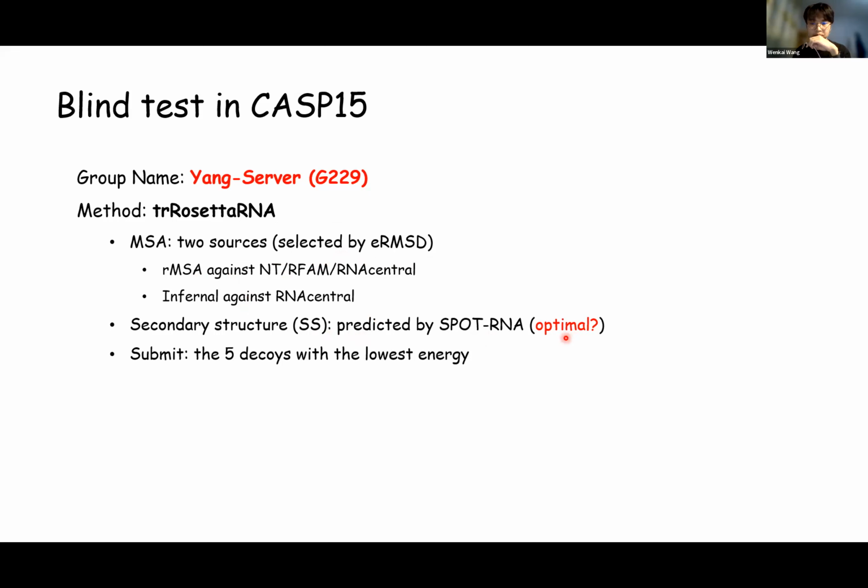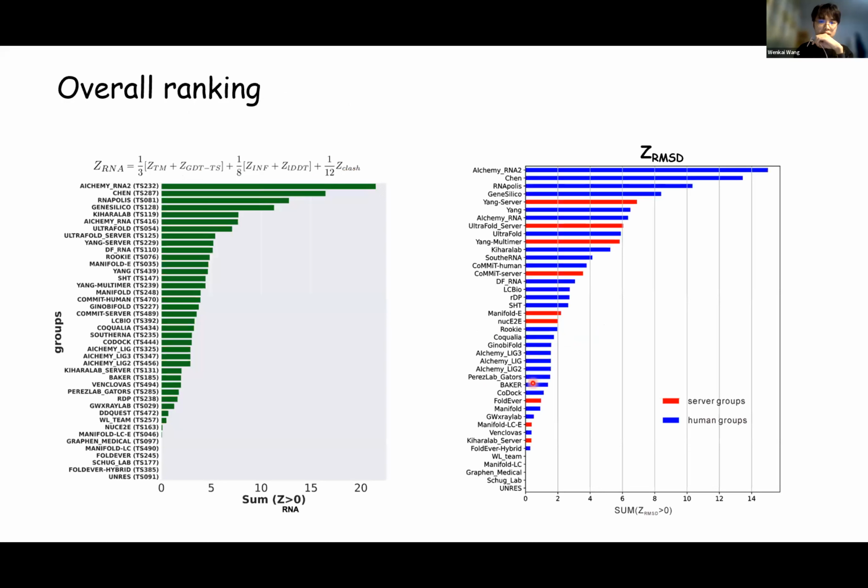However, I will later discuss some cases where this point can be improved by exploring other secondary structures. For each target, we generate 20 decoys and we submit the 5 decoys with the lowest energy. As mentioned by Professor Yang, our group ranked 9th in the official ranking and 5th in terms of the RMSD.